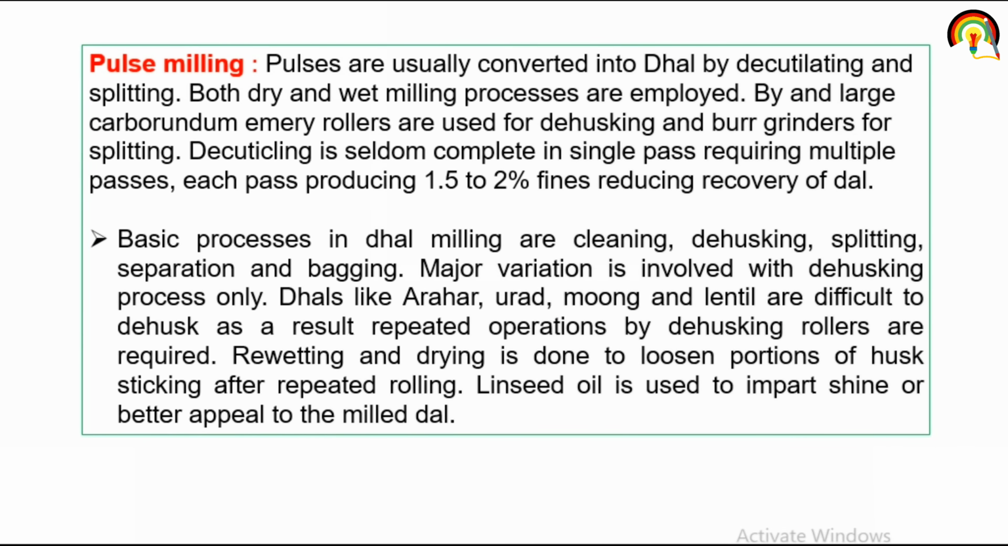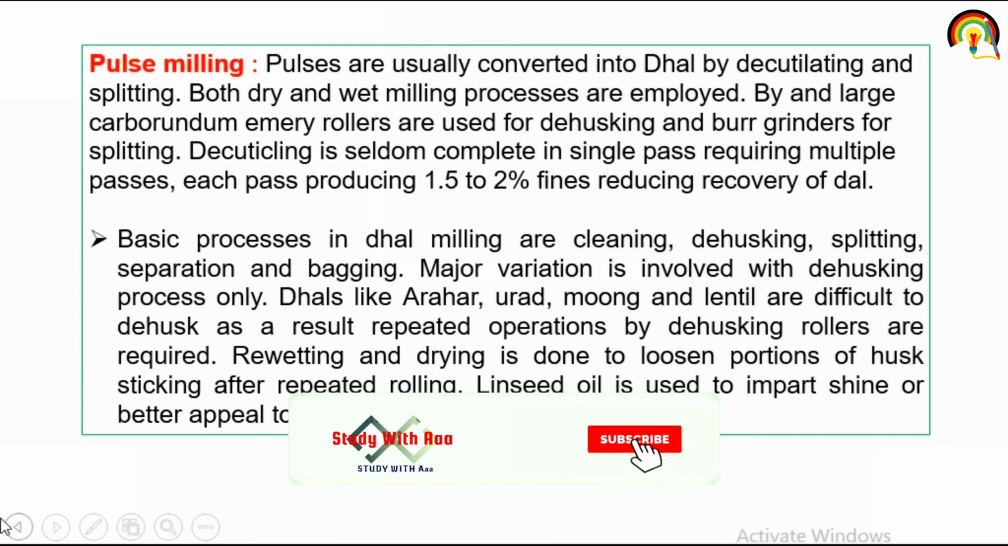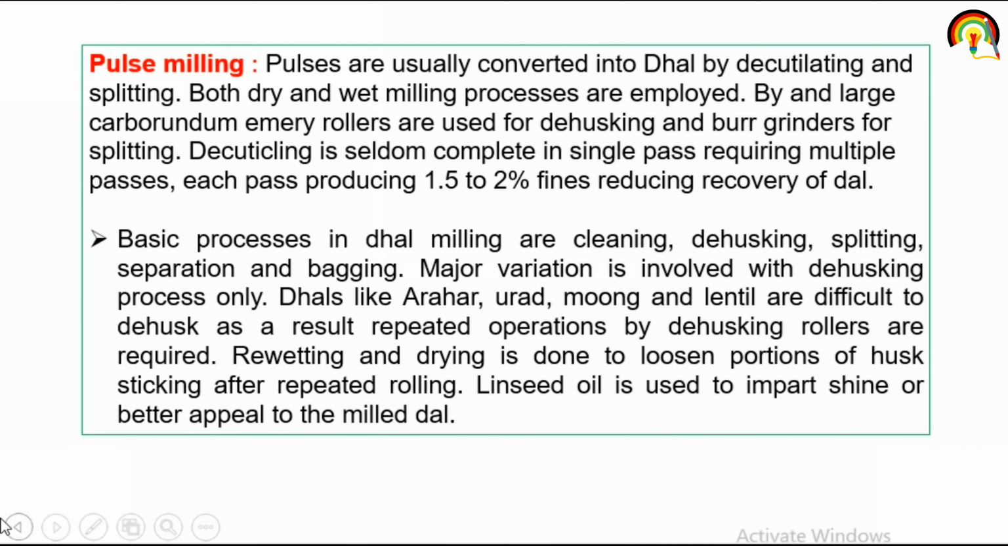Next one is the pulse milling method. Pulses are usually converted into dal by dehusking and splitting. Both dry and wet milling processes are employed. By and large, carborundum emery rollers are used for dehusking and a grinder for splitting. So what we do in the milling process is dehusking, grinding and splitting.